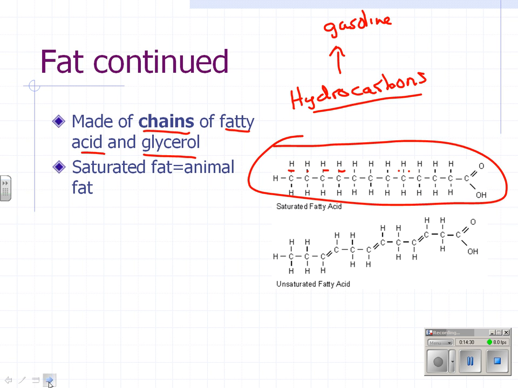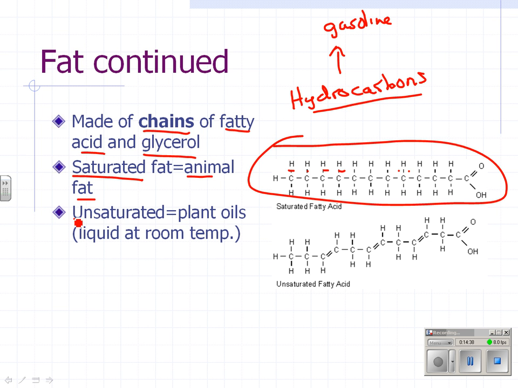There are 2 basic kinds of fat that we're going to talk about. Saturated fat is animal fat. Unsaturated fat is plant oil. And we use the word oil for liquid fat. Plant oils are liquid at room temperature. Let me go through a quick explanation of why. Some of you are going to find this extremely uninteresting, and some of you will find it really cool.